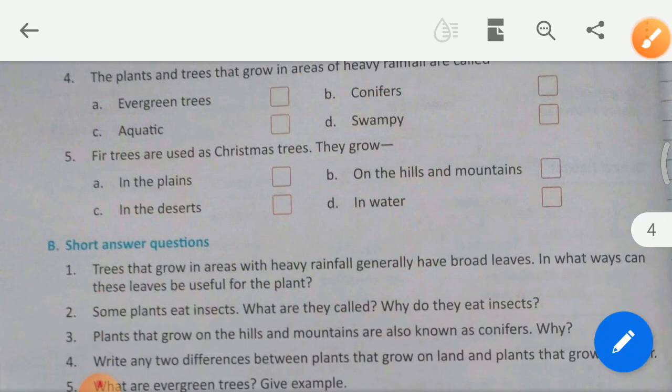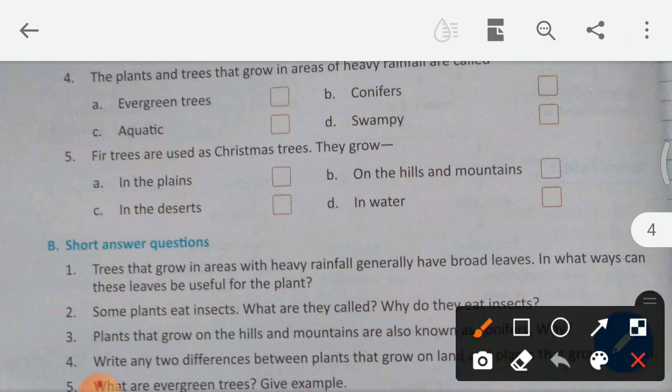The next one: fir trees are used as Christmas trees. Where do fir trees grow? In the plains, in the desert, on the hill and mountain, in water. The fir tree grows on hill and mountain areas.